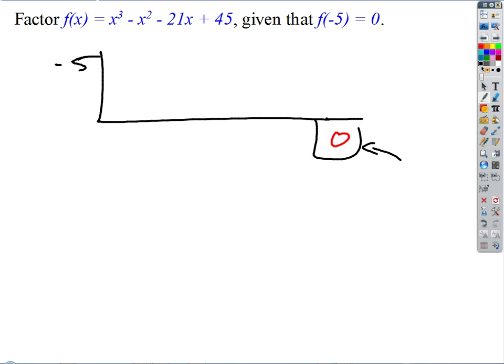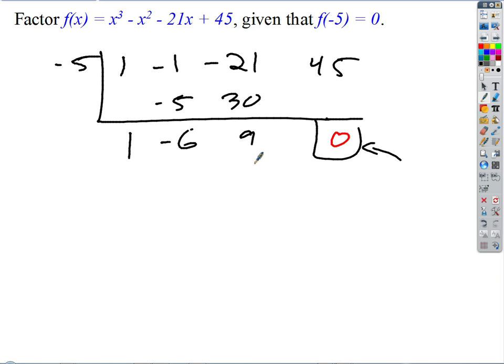So this is pretty simple. Then all I have to do is put the coefficients in here, which are what? 1, -1, -21, 45, right? Bring down the 1, -5 times 1 is -5, add them up, -6, +30, right? What, 9, -45, and it worked. I got 0.